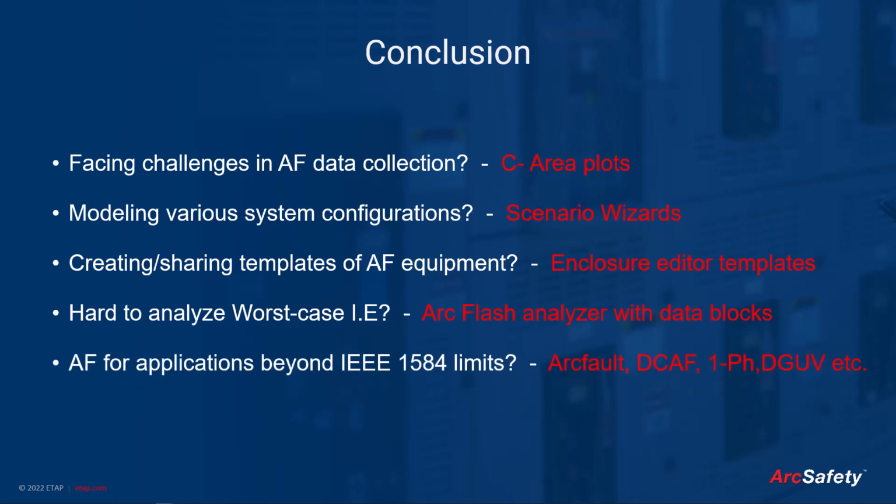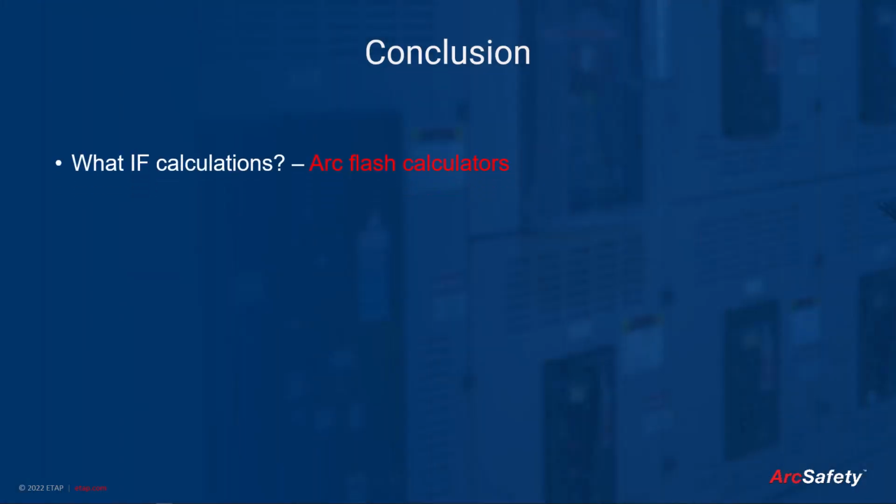What should we do for arc flash for applications beyond IEEE 1584 limits? Depending upon the application, we have solutions from the arc fault method, the DC arc flash, single phase arc flash, DGUV methods, and also Australian arc flash included in the package. What if calculations? The arc flash calculators provide several powerful tools to evaluate different combinations of incident energy, electrode configurations, working distance, gap, and also different clearing time and arc duration, and provide what if scenarios using the calculator tool and the batch process that just requires a simple spreadsheet.